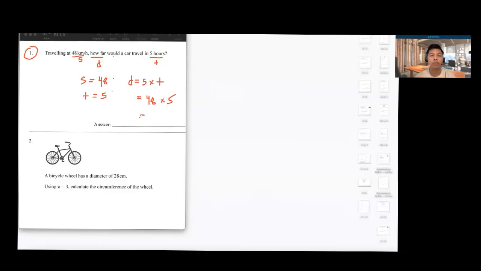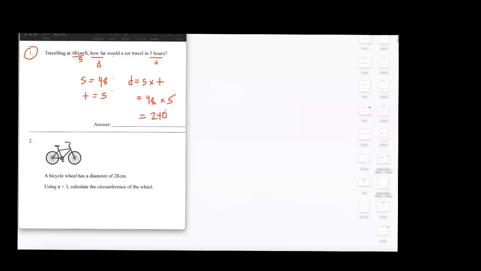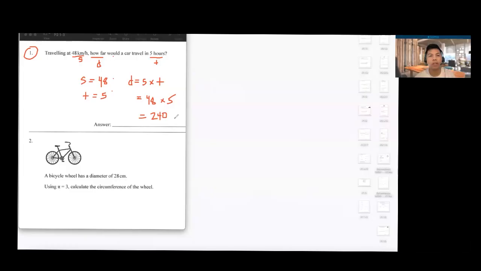So what is 48 times 5? Usually I will multiply this by 10. So that's 480, and I will get half of that. So that's 240. Does that make sense? Yes. Okay. And then don't forget to write the unit, because that will also be checked. So 240, we're talking about distance, that will be kilometers. Okay. Do you have a question for that one?